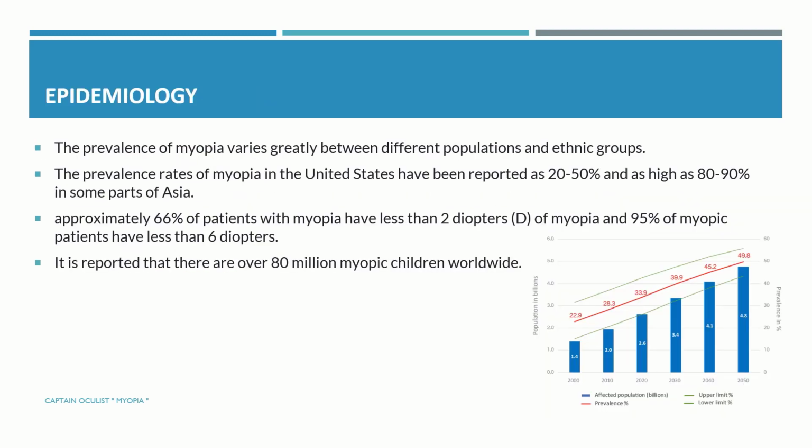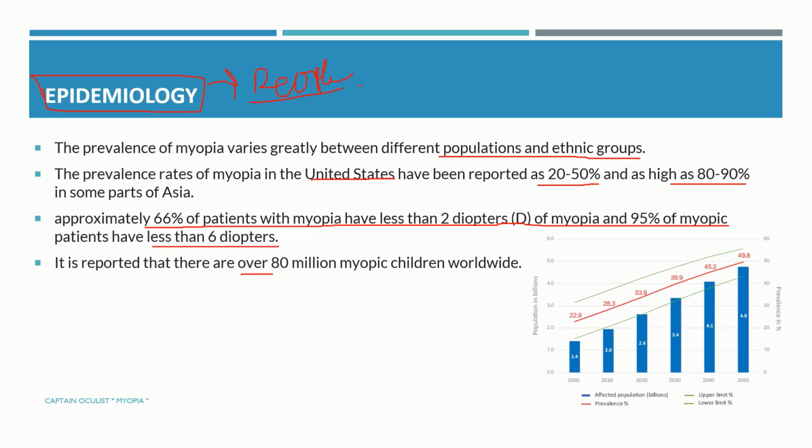Let's talk about its epidemiology. What does epidemiology mean? It is the prevalence of the disorder, the ratio of this disorder in people. It is different from race to race and population to population. In the US it is reported that 20 to 50% of people are myopic. In Asia we have 80 to 90%. Approximately 66% of patients with myopia have less than -2 dioptric power, and those who have less than -6 are 95%.